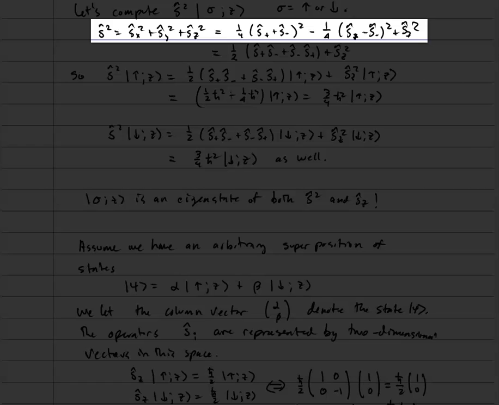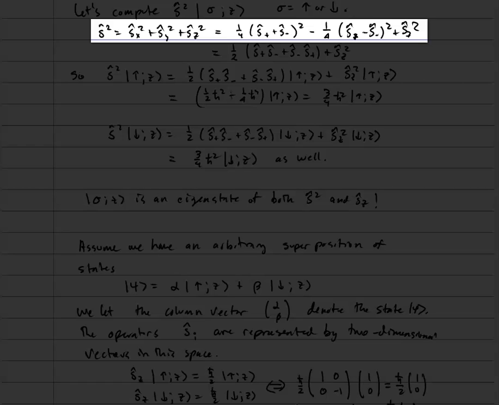So I substitute in for Sx as 1/2 (S plus plus S minus), and that quantity is squared. I substitute in for Sy with 1/2i (S plus minus S minus), and that whole thing is squared, and then plus Sz squared. Now, we work out the terms.